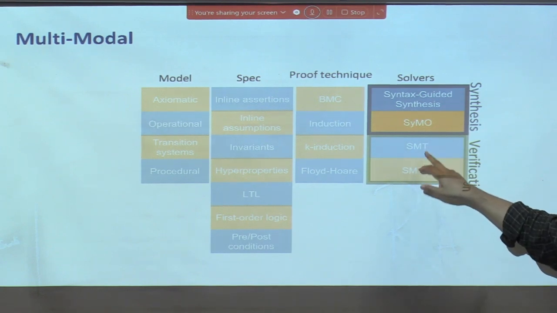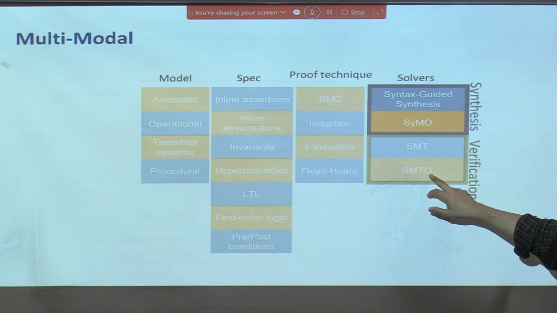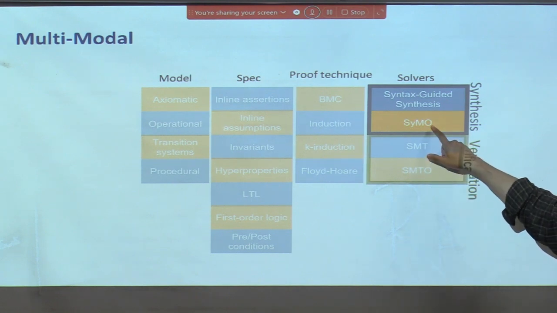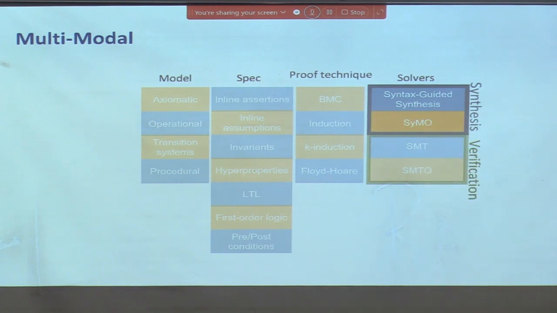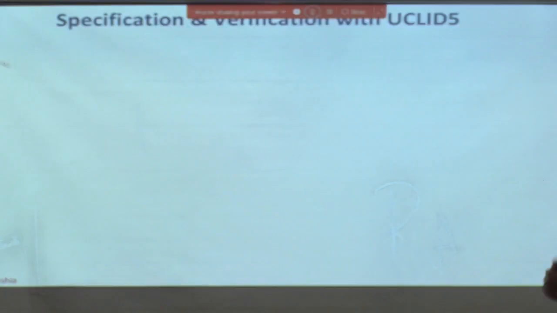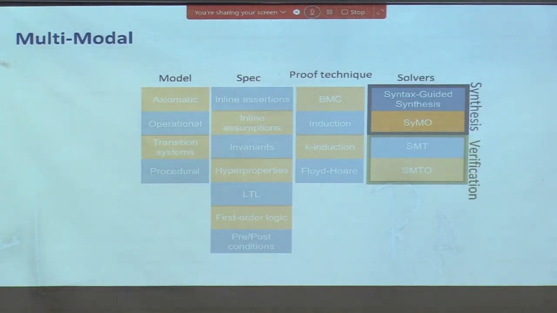So SMTO is an extension of SMT where you have this kind of ability to query external oracles. And SIMO is an extension of syntax-guided synthesis with the same thing, where you also have these external oracles. Okay, so if any of you are available in the afternoon, I can actually demo these things to you.